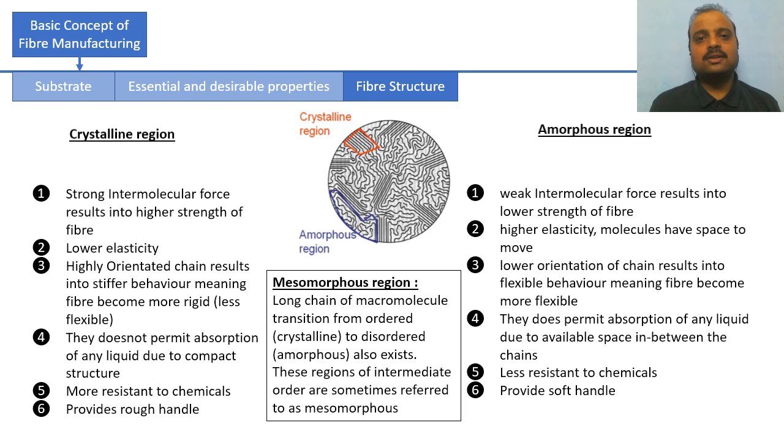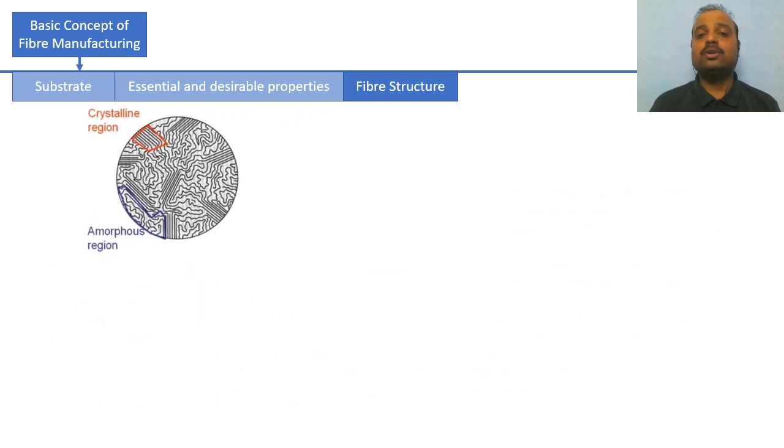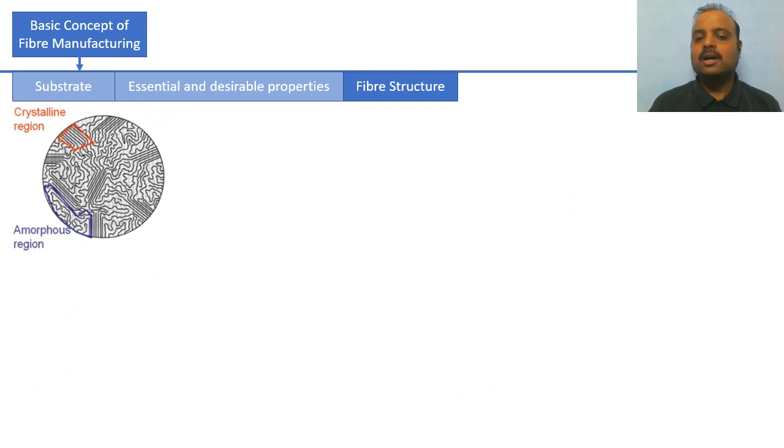That means the polymeric chains are placed in this region somewhat orderly and somewhat disorderly. So the long chain macromolecule, when transitioning from crystalline region to the amorphous region, there is a region that exists, and this intermediate region is called the mesomorphous region.